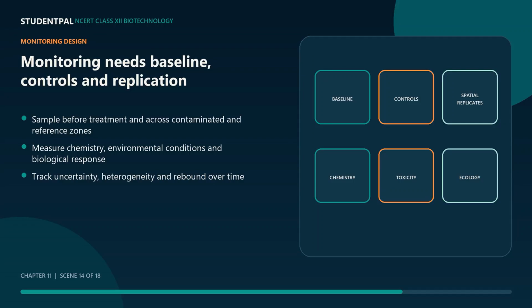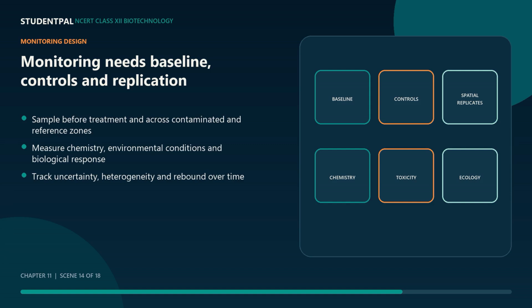A monitoring plan begins with baseline mapping of pollutant concentration, depth, groundwater flow, soil or water properties, and biological condition. Sampling locations include treatment zones, untreated controls, upgradient or reference areas, and likely pathways of movement. Replication is spatial, as well as temporal, because contaminated sites are heterogeneous.